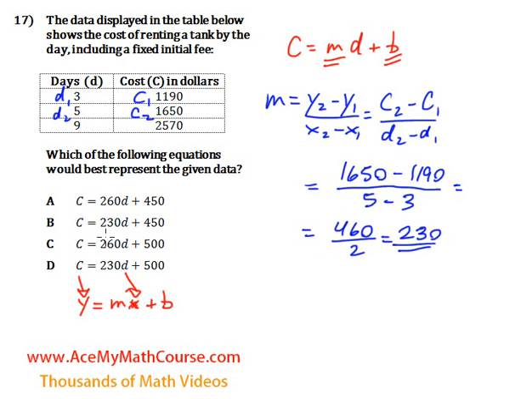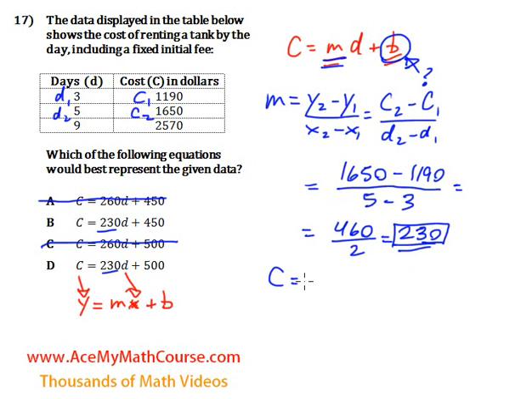So we can already eliminate answers A and C, because we have a slope of 230 only for B and D. Now, how do we find b, the y-intercept, given that we already have the slope, which is 230? And the slope in this case, what does it represent? It represents the cost of renting the tank for one additional day.